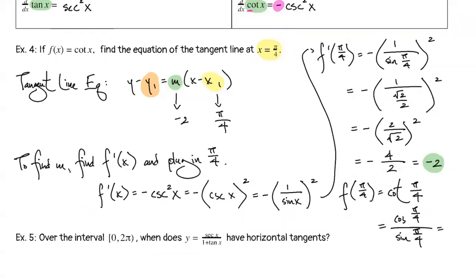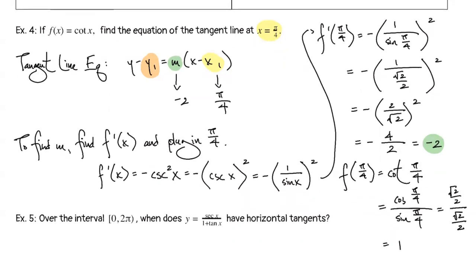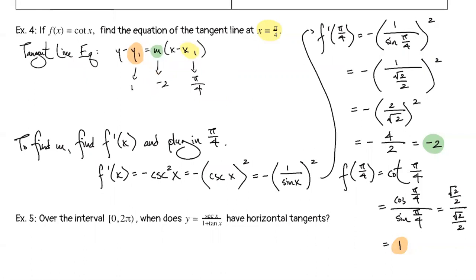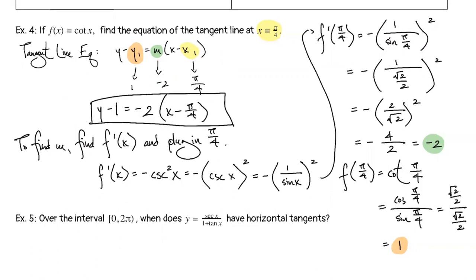We look those up on our unit circle, we get root 2 over 2 over root 2 over 2, which means that y value is just 1. All right, so 1 is going to go in the place of y sub 1. And let me shrink this down a little bit so we can write our final answer underneath here, that we get y minus 1 equals negative 2 times x minus pi over 4.